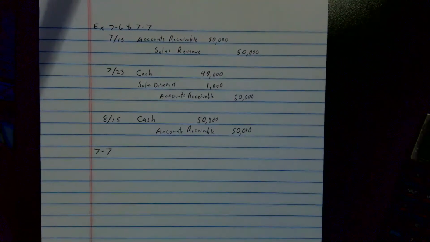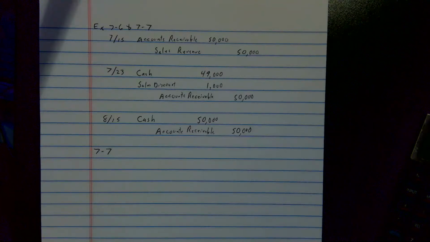Now, in 7-7, they modify it. It's the exact same problem that we had before, except now we use the net method. The net method is generally used when most people take the discount, or at least we know that a particular buyer will take the discount. So instead of having to write off that sales discount, I just record the revenue at the amount that it's going to end up at.